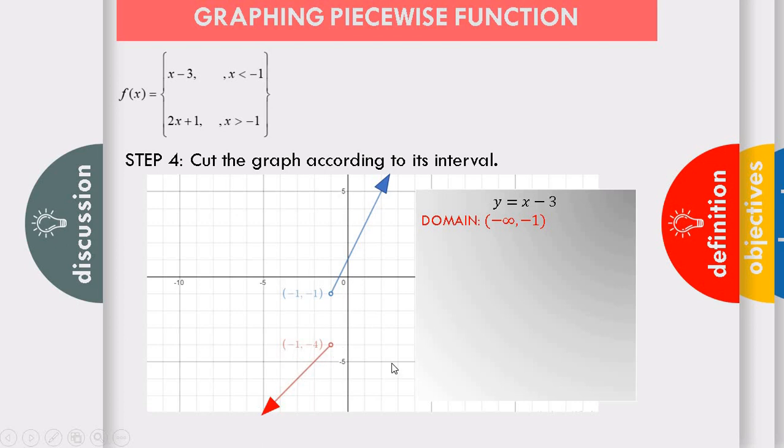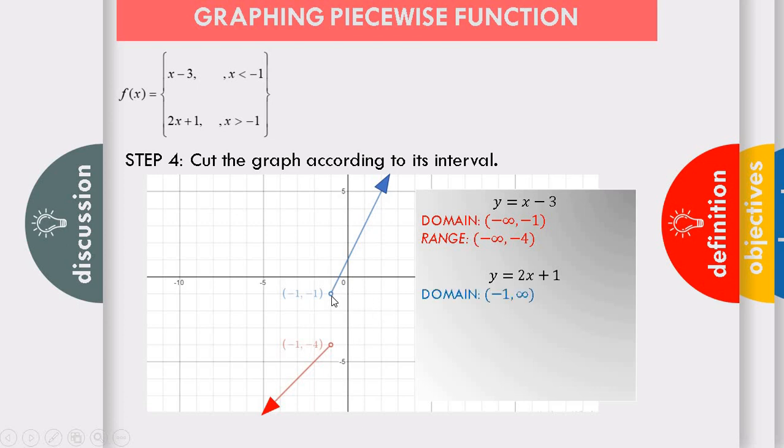While the range, so we can see that the graph is extending downward. So from negative y values, so negative infinity, to the point where the graph is cut. So negative 4. Okay. Next naman, the second graph or the second function. Second subfunction.